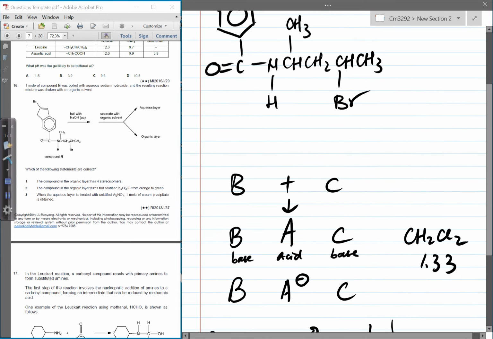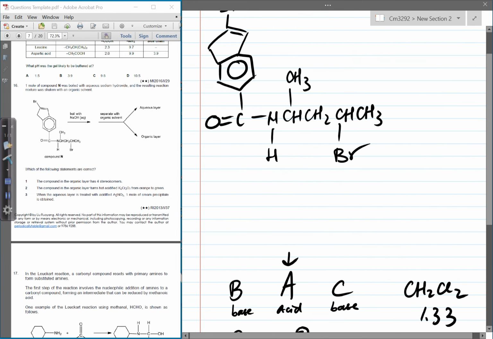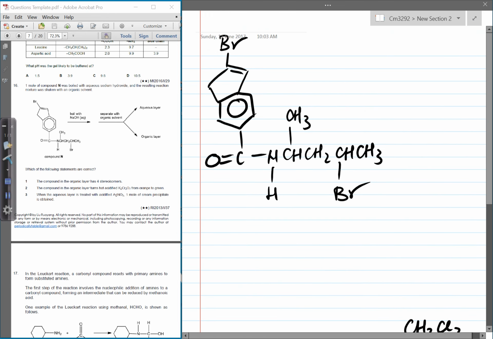So let's go back to 16. For 16, first step, you boil it with NaOH, right? So if you boil it with NaOH, what will happen is that this Br will remain where it is. There's no SN2 because of conjugation with this pi bond. I already mentioned this before.